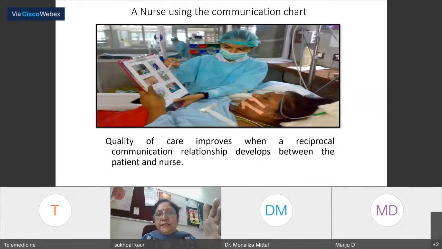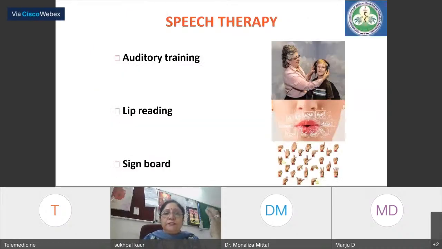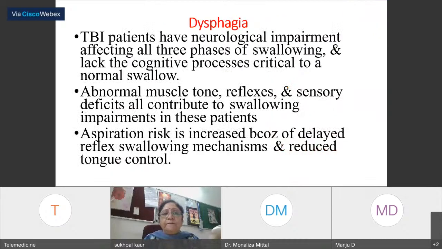Here you can see a nurse using the communication chart, and quality of care really improves when a reciprocal communication relationship develops between the patient and the nurse. For speech therapy, we can always go for consultation from the institutions. There could be auditory training, lip reading. We can also make use of various signboards for communication.